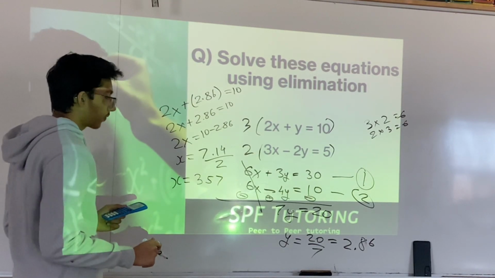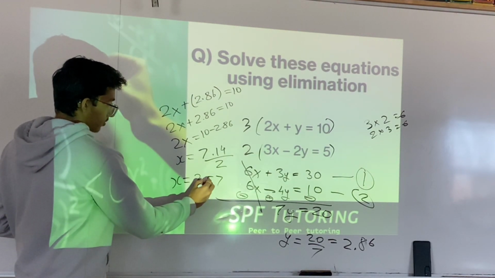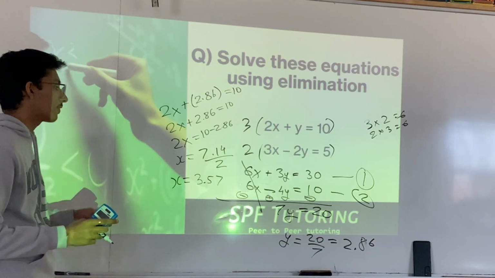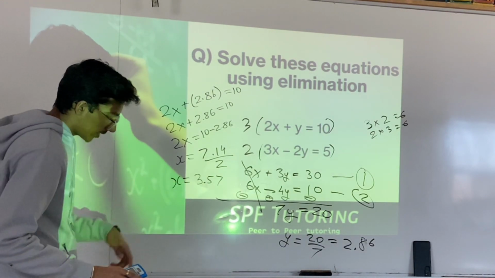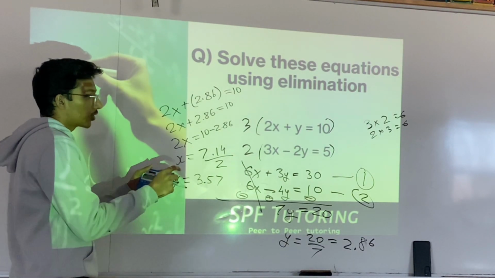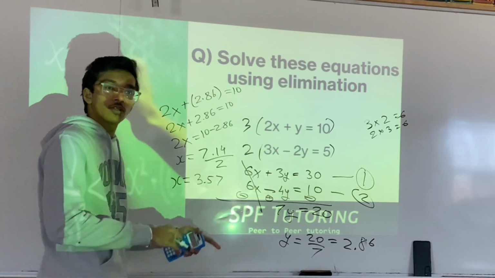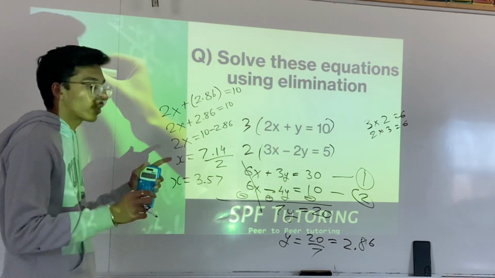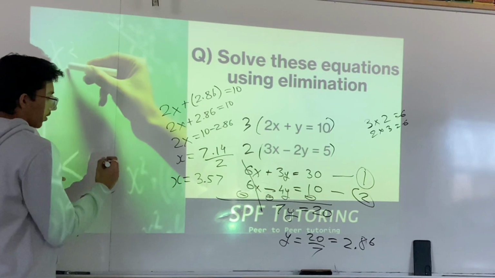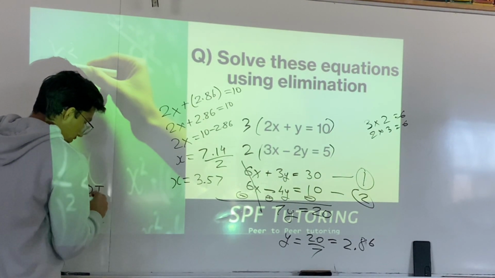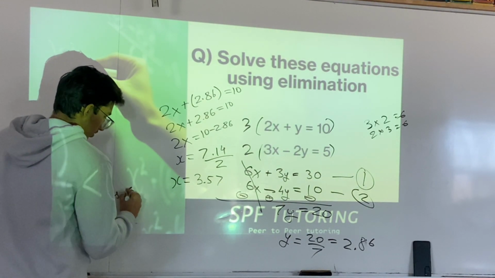Easy work. So 3.57, that's your x value, and that's your y value. Even if you put it right here, that will still give you the same answer, and therefore the point of intersection is 3.57 and 2.86.